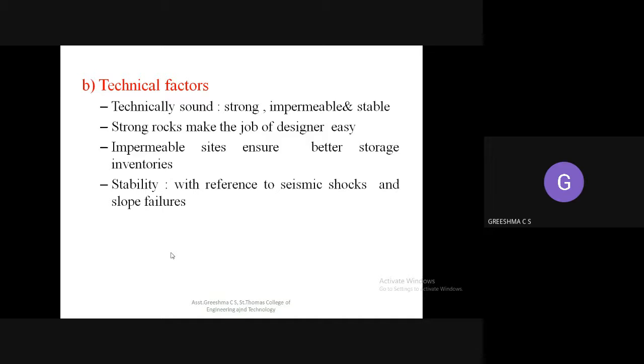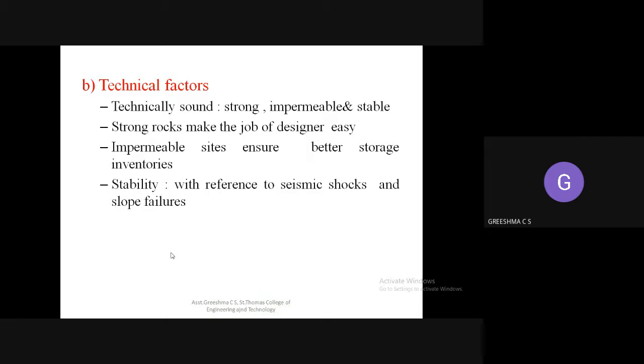So basically, what do engineering features indicate? They indicate permeability, compressibility and shear strength. If you consider soil, the engineering features of a soil are permeability, compressibility and shear strength. Okay, so we can see here.